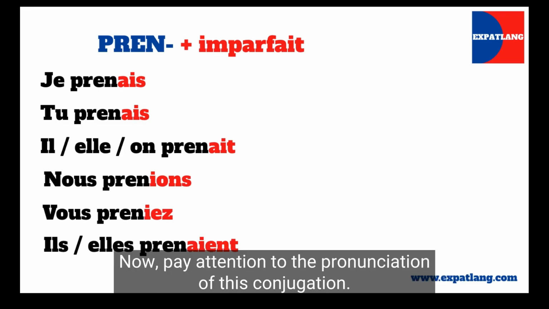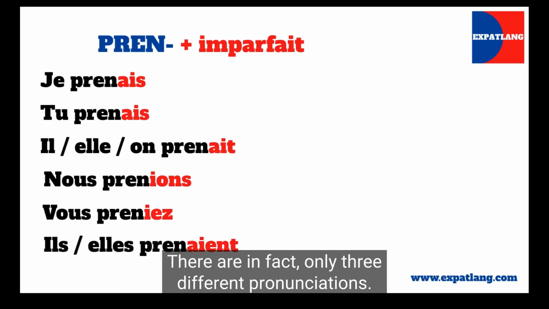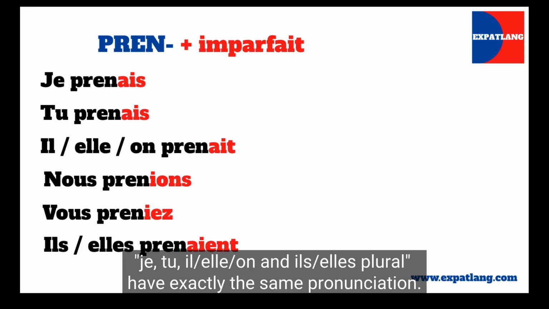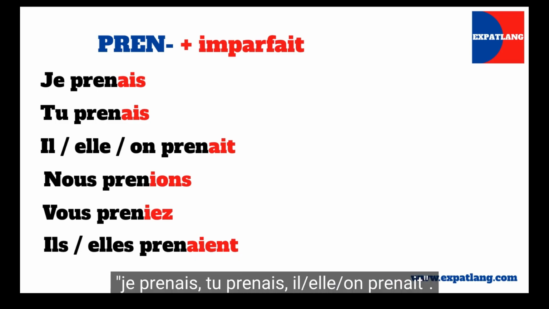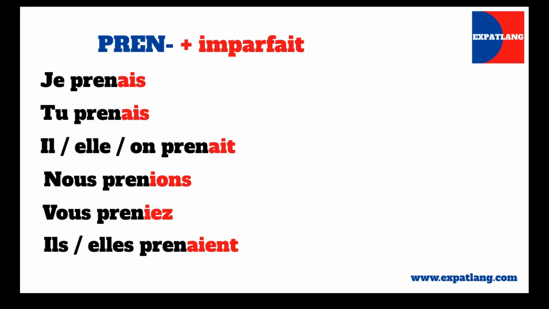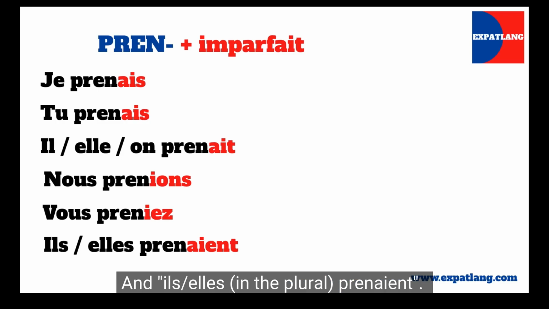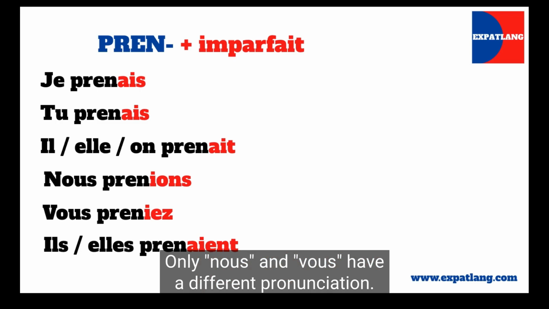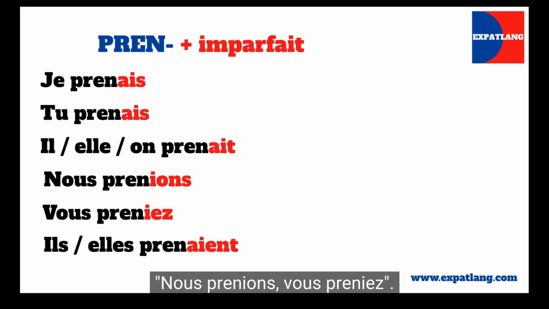Now, pay attention to the pronunciation of this conjugation. There are in fact only 3 different pronunciations. Je, tu, il, elle, on, and ils, elles plural have exactly the same pronunciation. Listen. Je prenais, tu prenais, il, elle, on prenait. Or ils, elles, in the plural, prenaient. Only nous and vous have a different pronunciation. Nous prenions, vous preniez. Not so much to remember, is it?